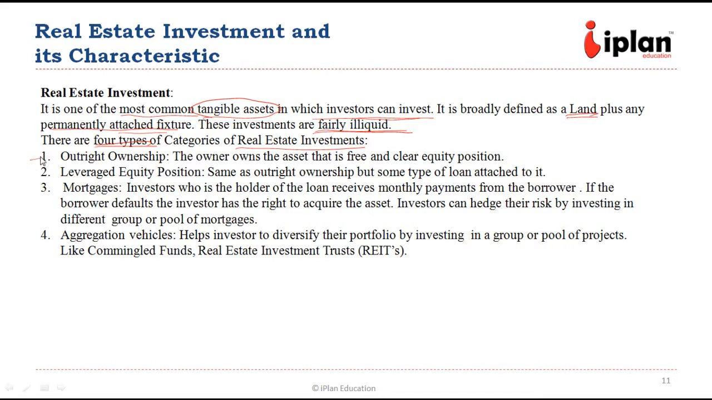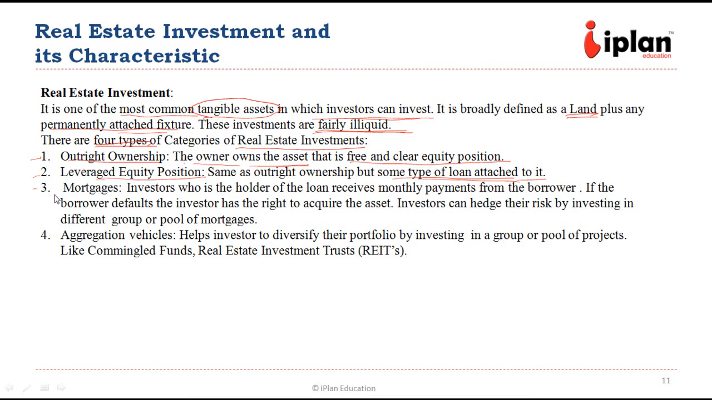First one is outright ownership, where the owner owns the asset, which is a free and clear equity position. The second category is the leveraged equity position. It is similar to outright ownership. The only difference is that some type of loan has been taken in order to buy the asset.